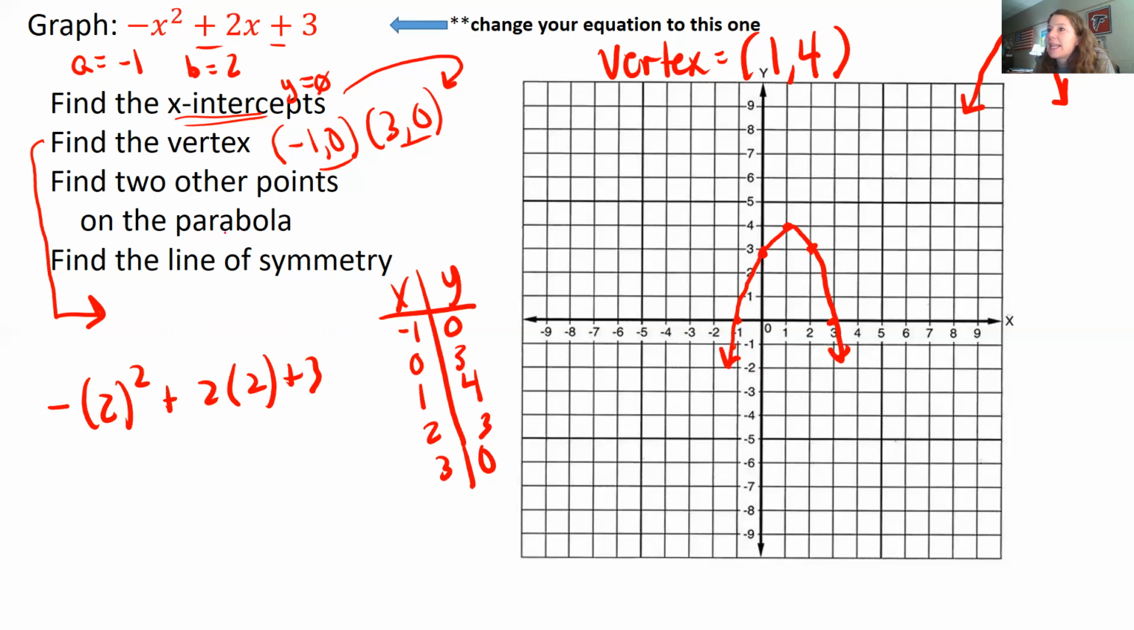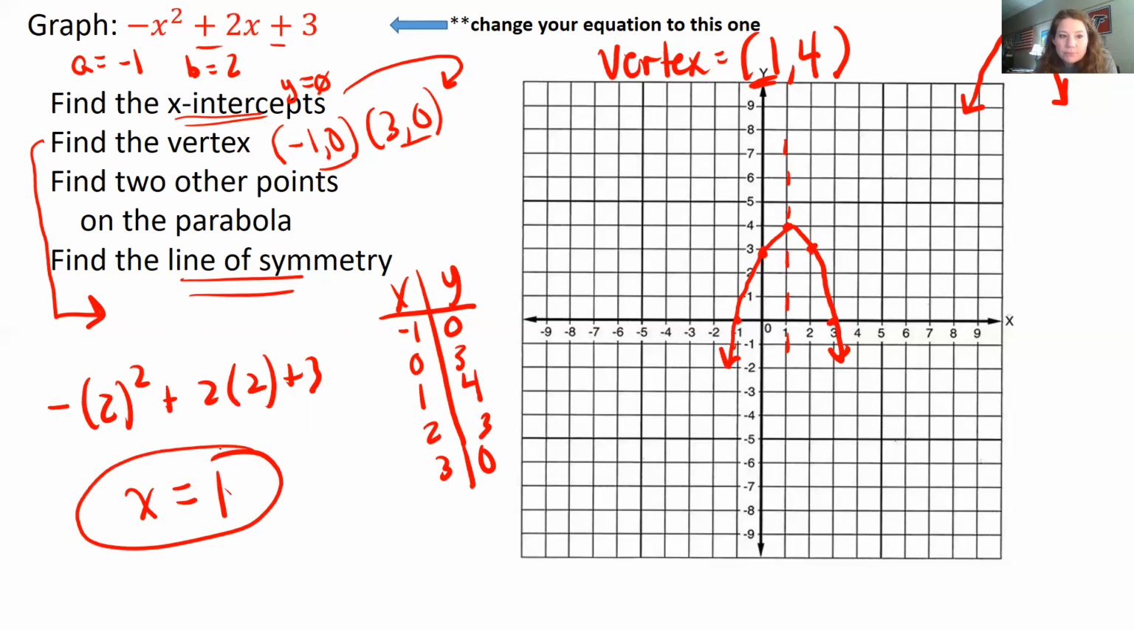And the last thing is the line of symmetry. The line of symmetry is going to be this vertical line. Vertical lines always have an x in their equation. And that x value is +1, which is always the x value of the vertex.